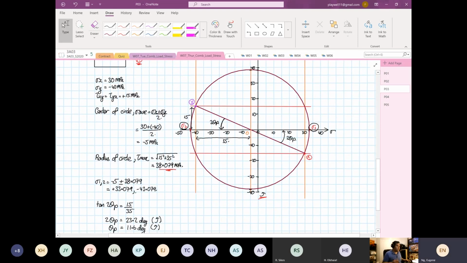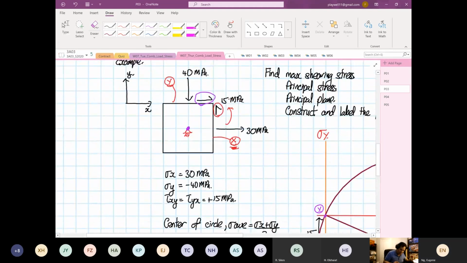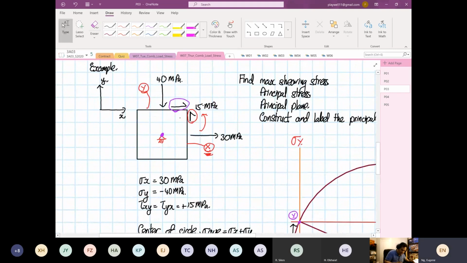Why 2 theta p? Okay. Why is it 2 theta p? I can prove why mathematically. You'll be sitting down here for 45 minutes and knowledge gain is 0. Okay. I'm going to explain to you physically what does this mean. Now, if you look at the element, right? From point X to point Y, what is this angle? Any idea? Anyone? 90. 90 degrees.